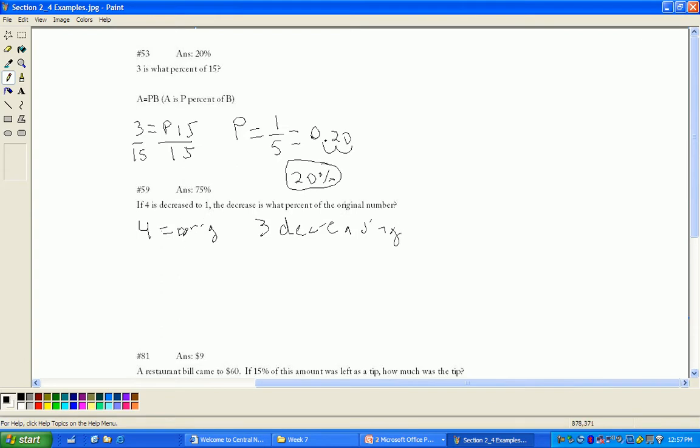So now we can go ahead and do our problem. The decrease, which is 3, is what percent of the original number. So our part here is going to be A is equal to what percent P of our original number, which is 4. Again, just to find our P, we divide both sides by 4. P is equal to 3/4, but we know we need to put that into percent. 3/4 in decimal form is 0.75. We know to go from decimal to percent, we move our decimal 2 places to the right. So P is equal to 75%.